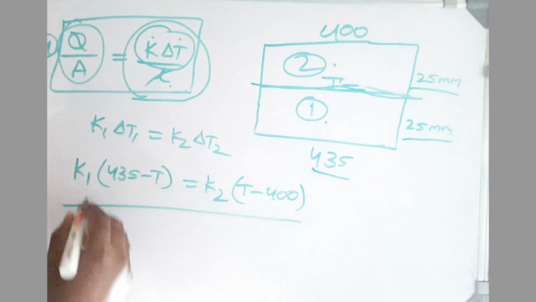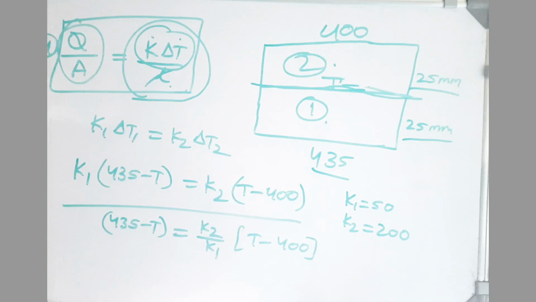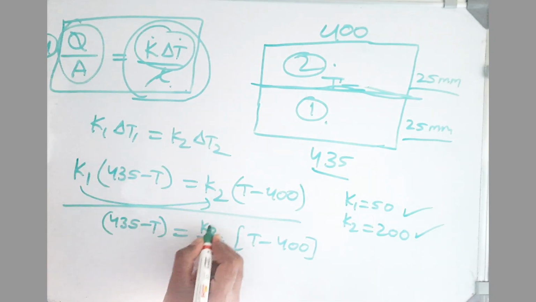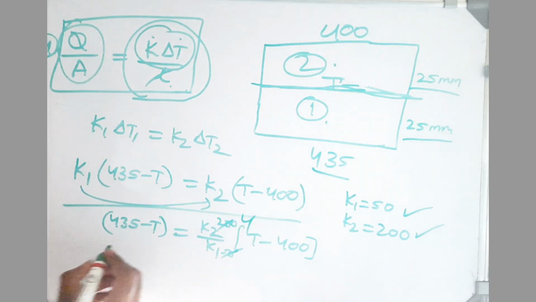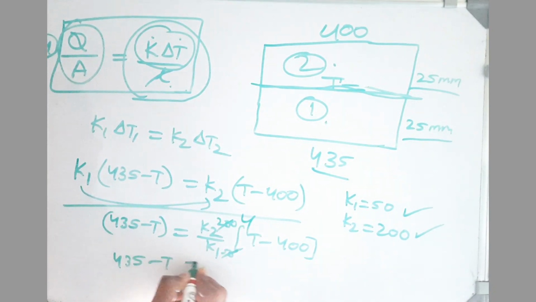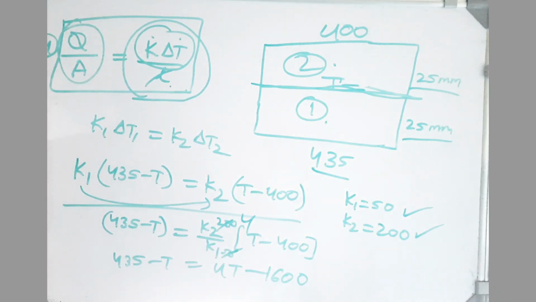So given K1 and K2, K1 is 50, K2 is 200. So on taking K1 to that side, this is 200, this is 50, gives us 4 times. So this is 435 minus T is equal to 4T minus 1600. On solving, we get the final answer. T is equal to 407 degrees.